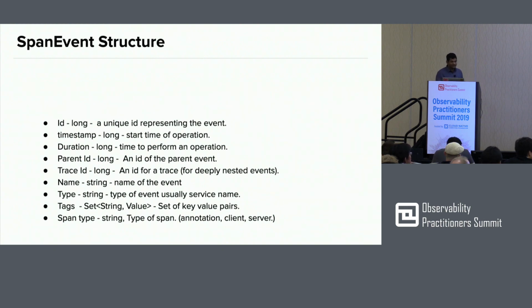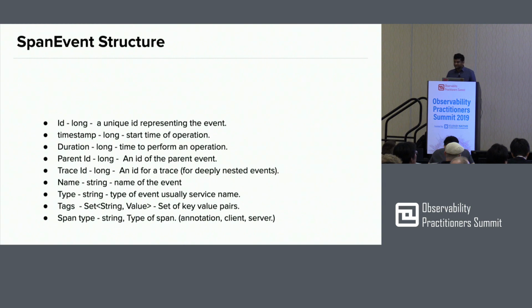We have something called a parent ID, which establishes a relationship between two spans. We call it parent ID, but it establishes a relationship. It does not have to be a parent-child relationship. We also have a trace ID, which is an ID that we use for deeply nested spans. Every event has a name. Every event has a type, which could be a service name. We also have tags, which are an arbitrary set of key-value pairs for all these events, right? And we additionally have a new field called a span type, which is similar to a kind.